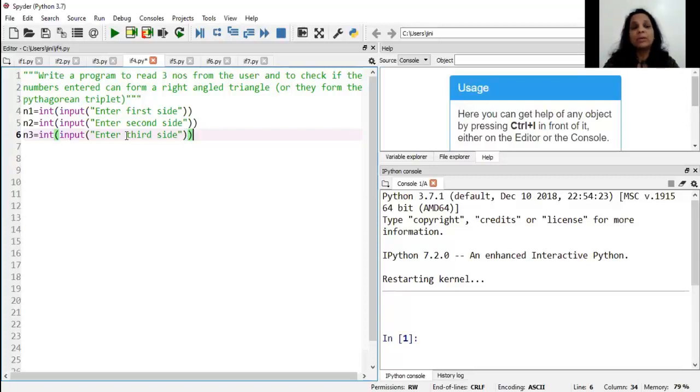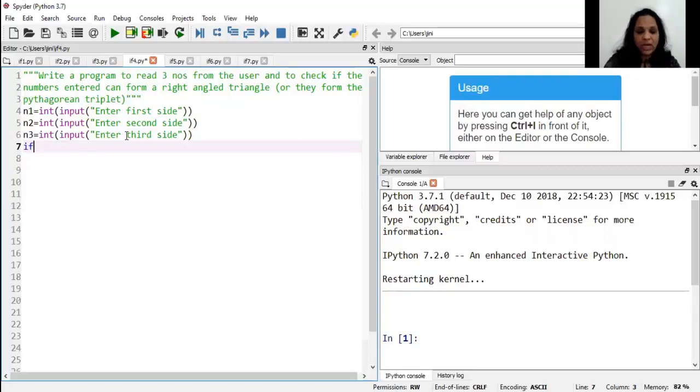If you remember the Pythagoras formula, it says hypotenuse square should be equal to base square plus height square. That's exactly what I'm going to check here. But here, I do not know which is the hypotenuse. It could be N1, it could be N2, or it could be N3. So then how do I write this in the condition?